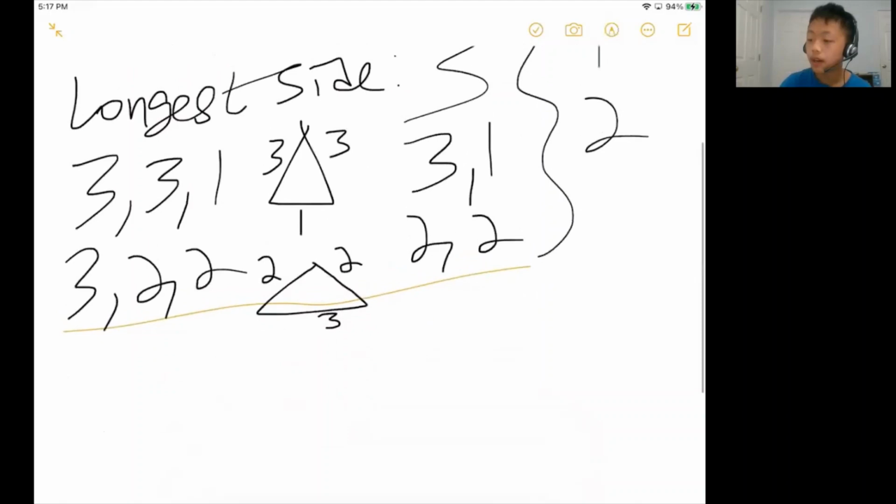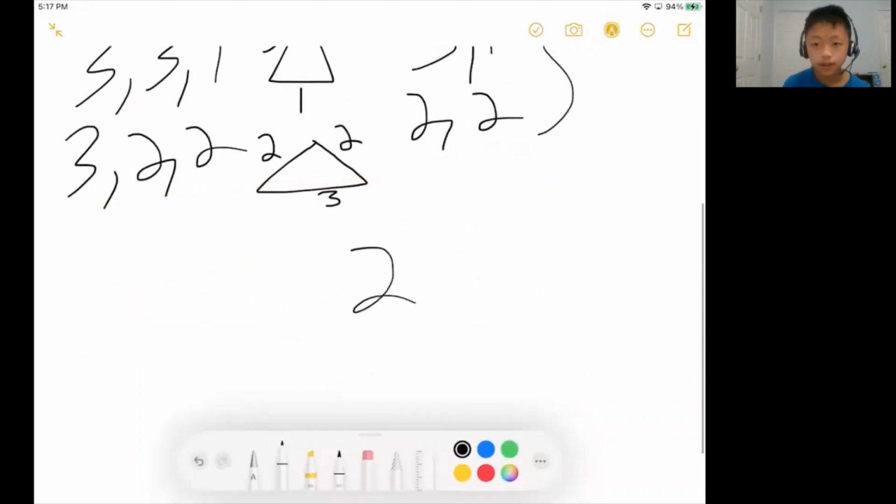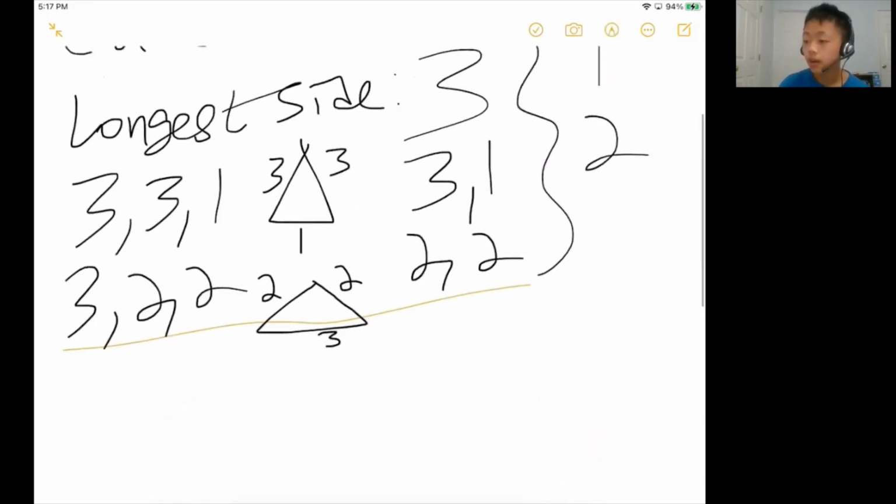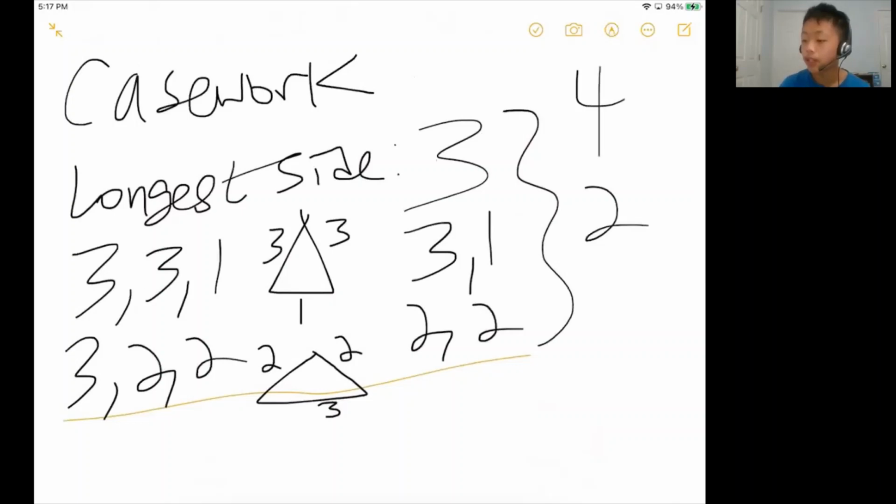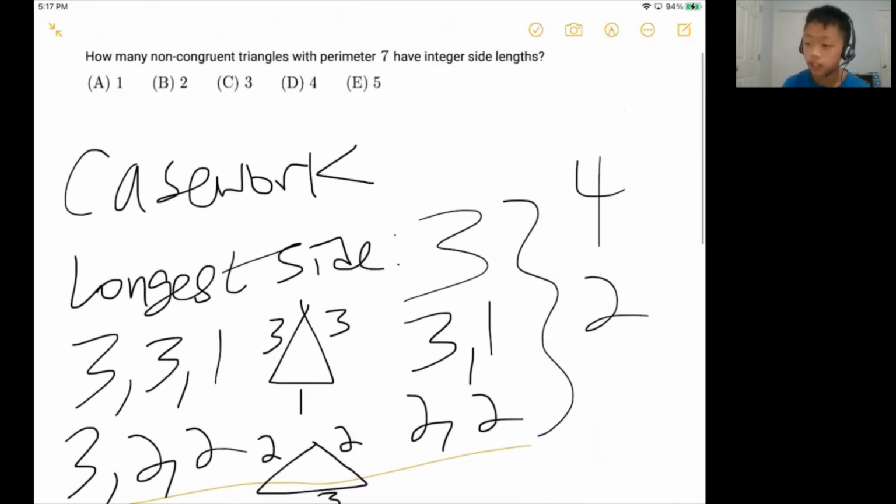Now, if the longest side was 2, we can just stop here. Because if the longest side was 2, then at best the other 2 side lengths can be at most 2, so the perimeter is at most 6. But we need the perimeter to be 7. So the longest side length cannot be 2, and we can stop our casework now. There are only 2 possible triangles that satisfy all the conditions. So the answer would be choice B.